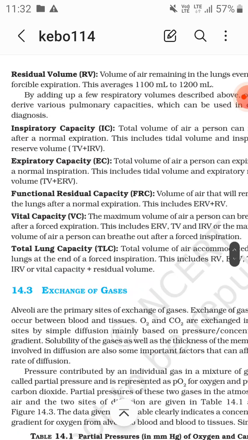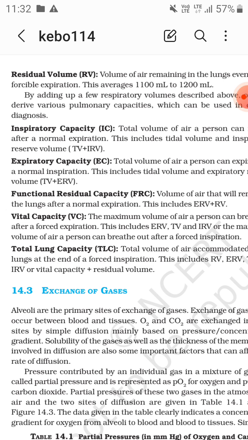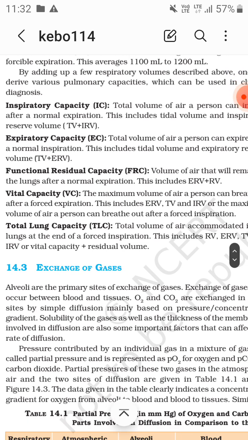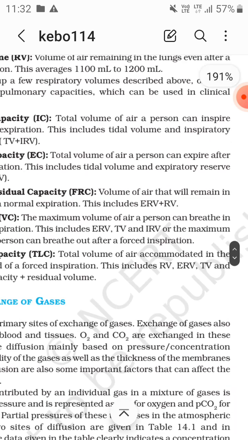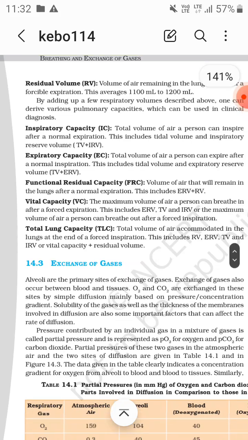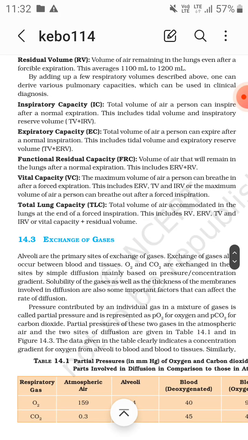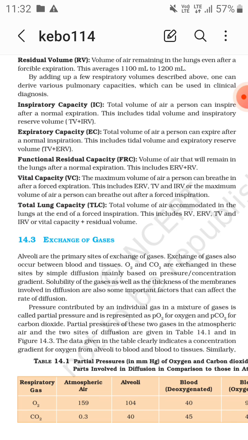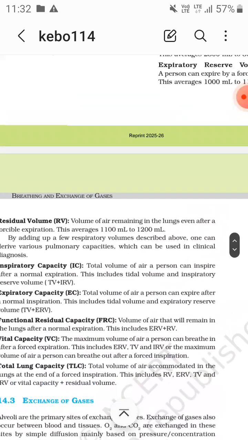Now functional residual capacity, FRC, is ERV plus RV. Exclude the TV; instead of TV, it is RV, so ERV plus RV. Vital capacity is ERV plus TV and IRV, so exclude the RV. And total lung capacity, TLC, involves vital capacity plus residual volume. Including the residual volume into the vital capacity becomes the TLC: RV, ERV, TV and IRV.